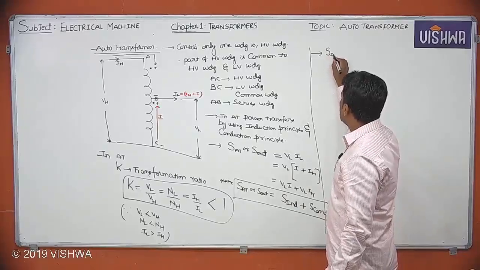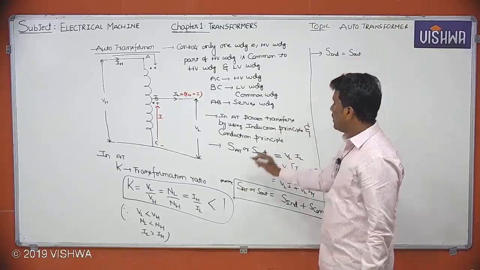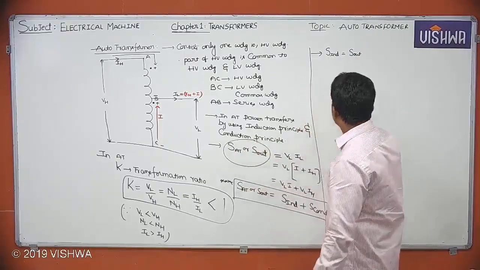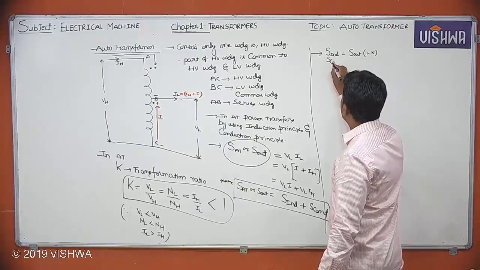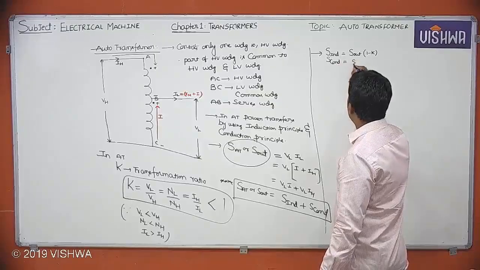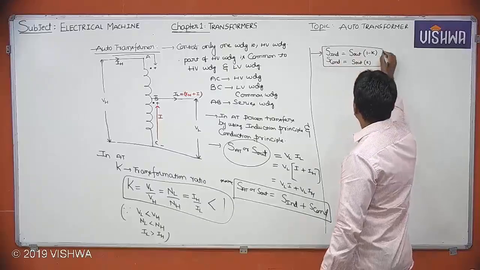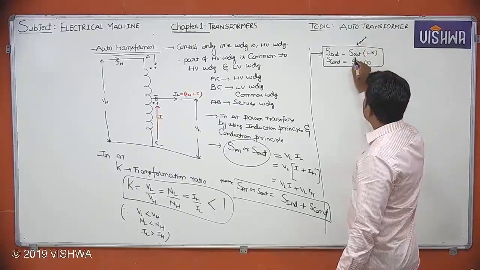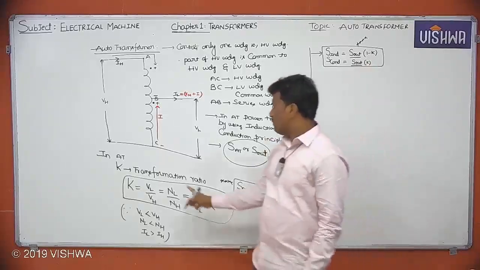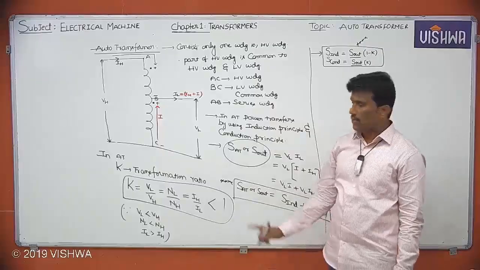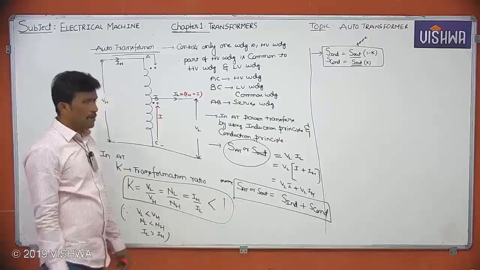S induction is equal to the formula S out. What is the other name for S out? I told here S out or S auto. S out into 1 minus K. S conduction is equal to S out into K. These two formulas, please try to remember, where S out means rating of auto transformer, K means transformation ratio, which is always VL by VH, always less than 1. Is it clear?